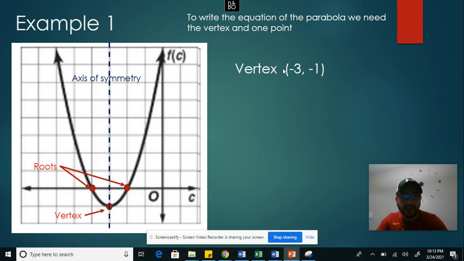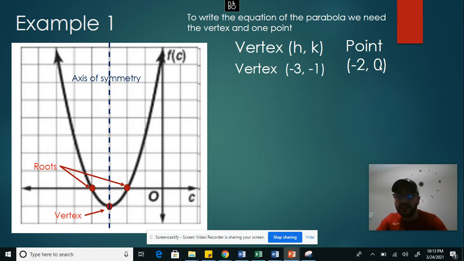So the vertex here is (-3, -1), and the vertex is going to be the h and the k. That's how we're going to label the vertex, h and k. And then we need 1 point. We can use one of the roots like this one, (-2, 0). And remember, each point, its coordinate is x, y.